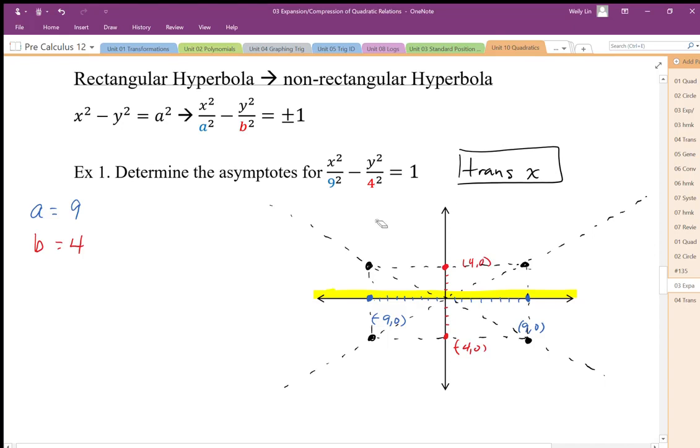Now, since it's trans x, I'm not going to draw up here. I'm going to draw along the x. If it was trans y, let's say I just change that to minus, it wouldn't change all this setup. It would just change my final picture of whether I'm going to draw along the y-axis versus along the x-axis. Since it's trans x, I just draw my hyperbola. The only things I need for my hyperbola are my vertex and my asymptotes. If I have the vertex and asymptotes, I just start at the vertex and follow the asymptotes, and that's how I get the graph of my hyperbola.